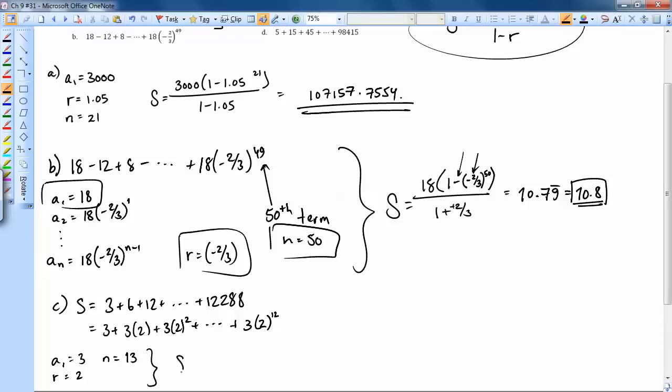Okay, so if I apply my formula, S equals a1, which is 3, times 1 minus r to the n, so 2 to the 13th, all divided by 1 minus r. So this comes out to be 3 times 1 minus 2 to the 13th, divided by negative 1. And so that comes out to be 24,573.